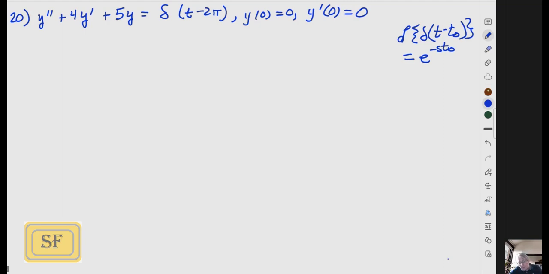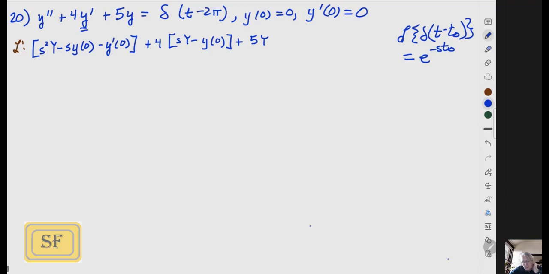So we want to start by applying the Laplace transform to each term. For our y double prime, that's going to give us s squared Y minus s times y of 0 minus y prime of 0. And then plus 4 times the transform of y prime, which is s times Y minus y of 0, plus 5 times Y equals the transform of delta at t minus 2 pi. That's a direct delta function.